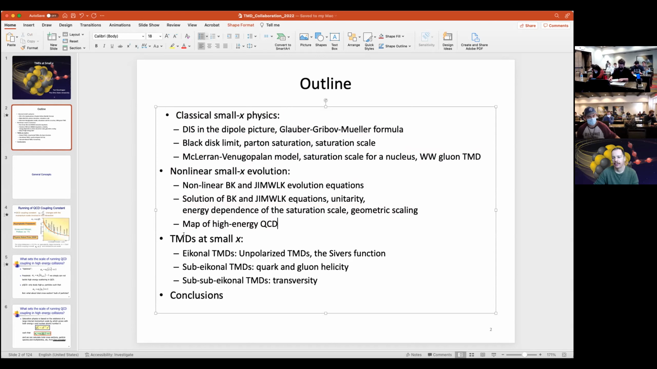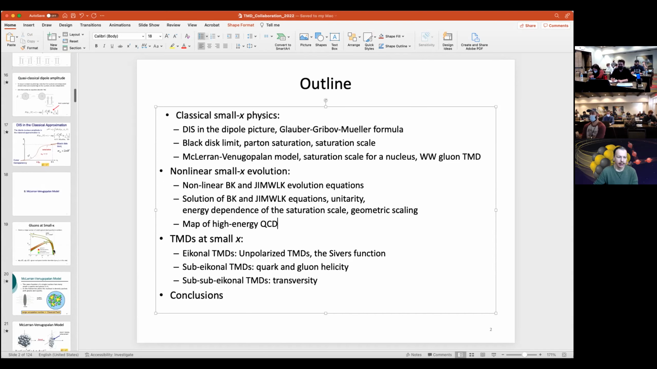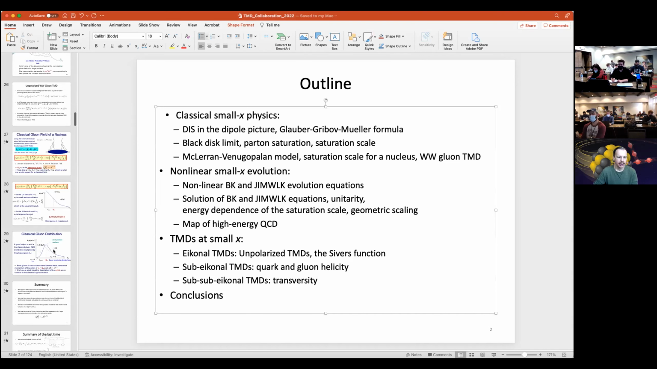And realistically, I'll probably have no time to mention TMDs at small x. If I do have a few minutes, maybe I'll just run through that section, just hitting the main points. And the slides are posted on Slack and presumably on Indica by now. So if you want to review them by yourselves, you're welcome to, or you could ask me questions by email later on if needed. Okay, so that's just a brief preview.